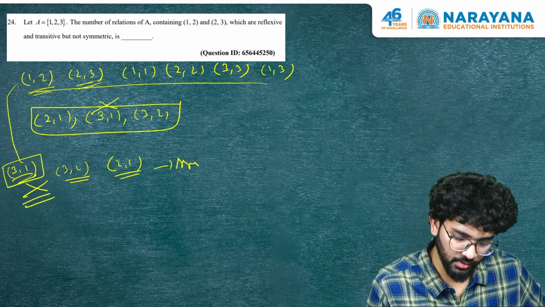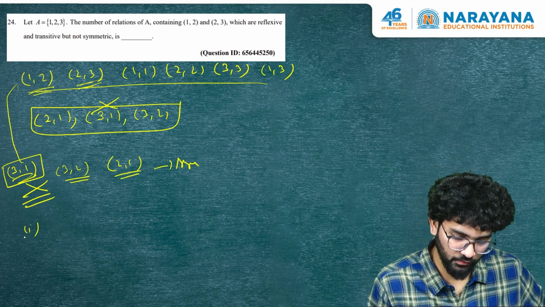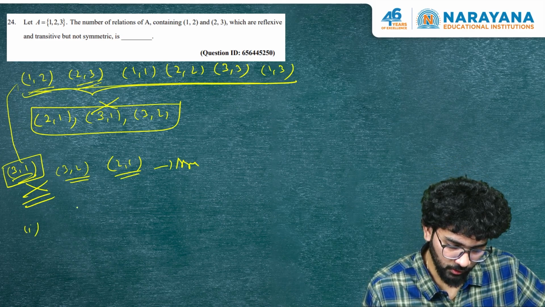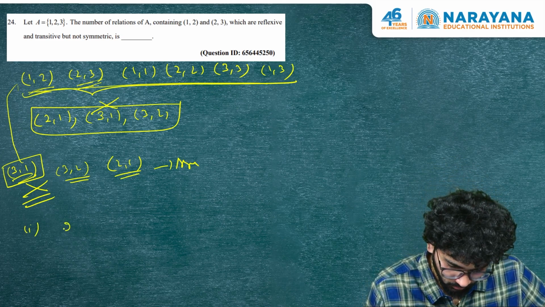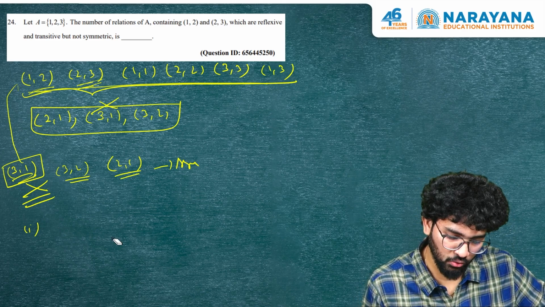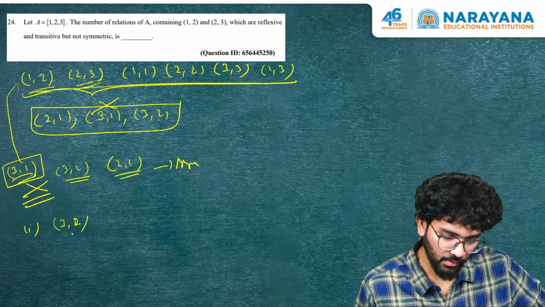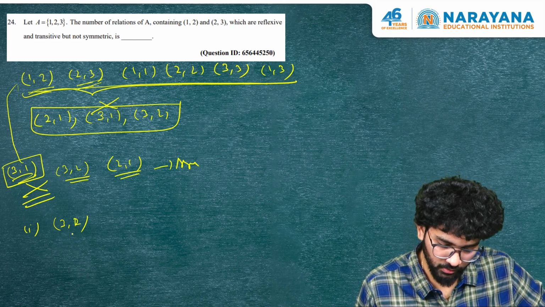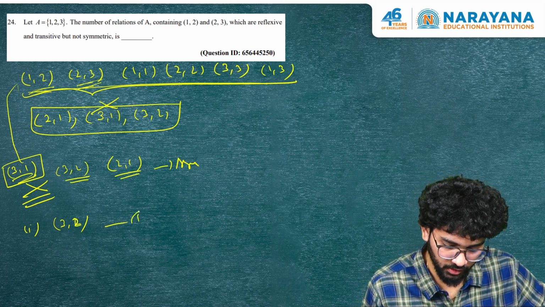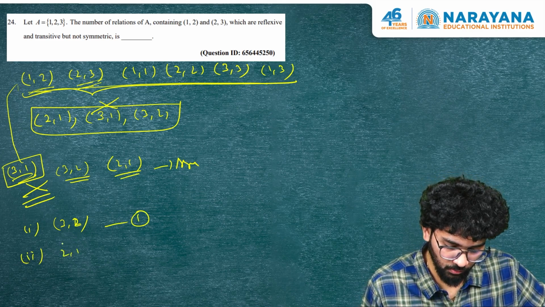Now this is eliminated. Now we have (2,1) and (3,2). So in the first relation, along with these 6 things, I will not include (2,1), which means I am taking (3,2). When I am taking (3,2), it is not becoming symmetric, it is transitive, it is reflexive. This is one function. In the second function I will not include (3,2), I will include (2,1).